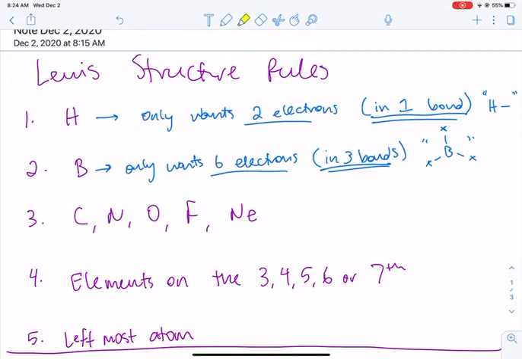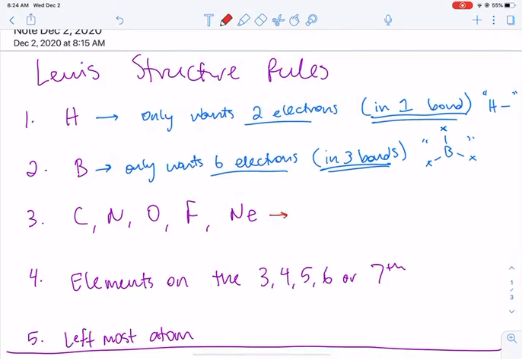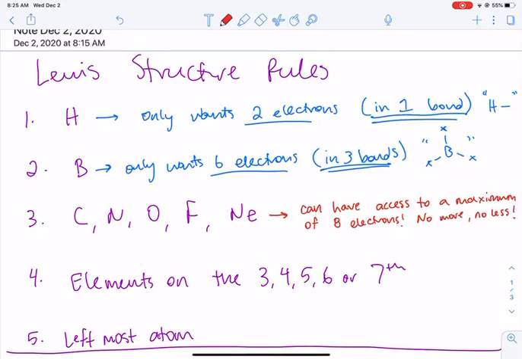Carbon, nitrogen, oxygen, fluorine, and neon can have access to a maximum of 8 electrons. No more, no less. They have to have exactly access to 8 electrons.